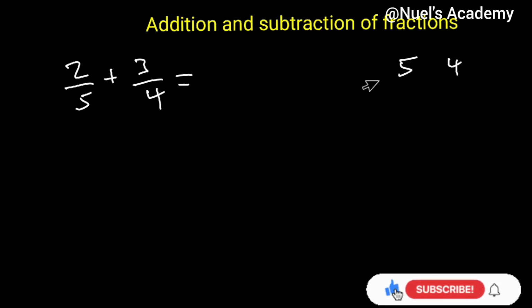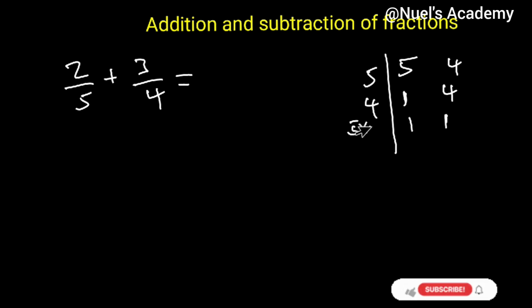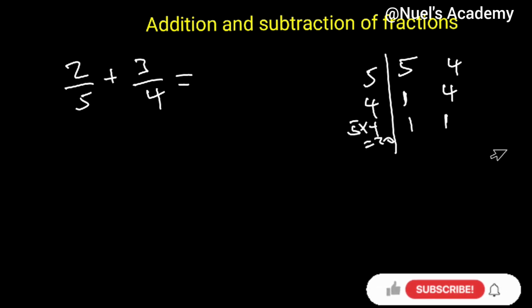So look at it. 5 into 5 is 1. 5 into 4 cannot go. Then 4 into 1 is 1. 4 into 4 is 1. So 5 times 4 is equal to 20. So 20 is going to be the LCM of these fractions.